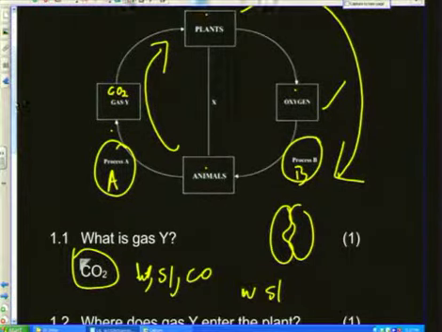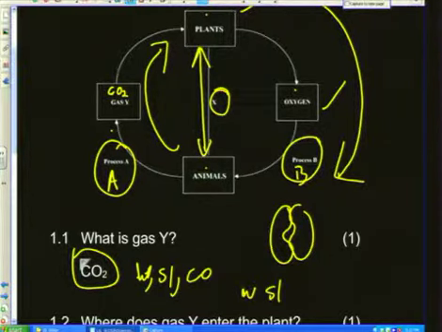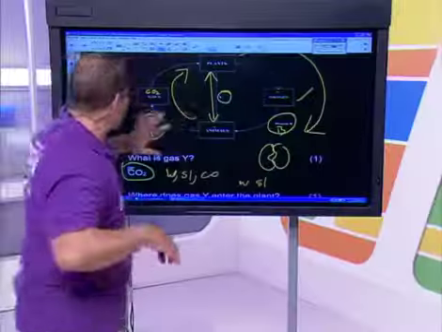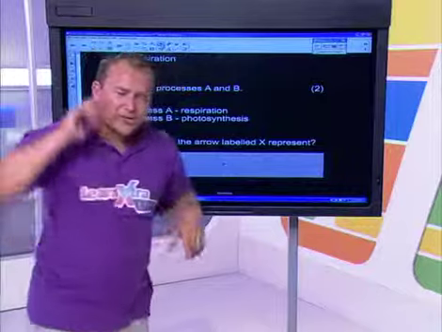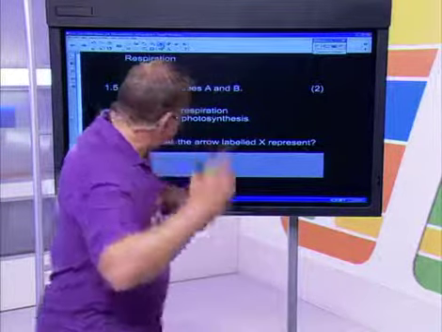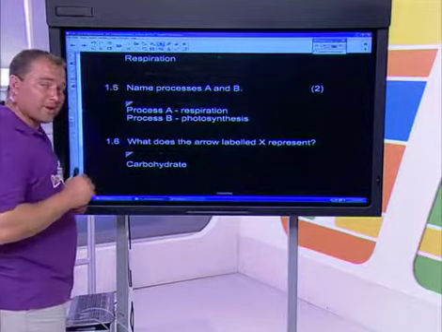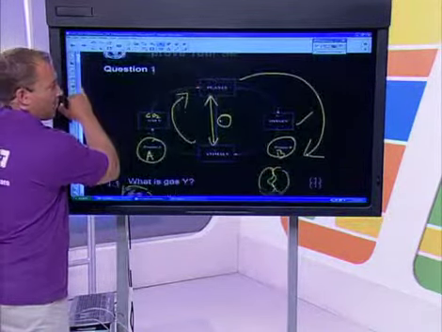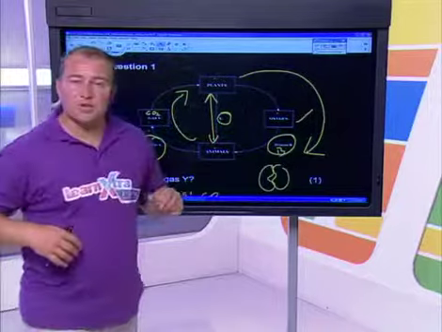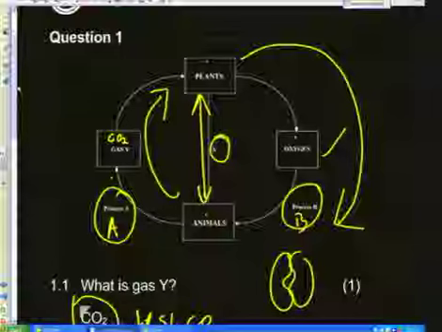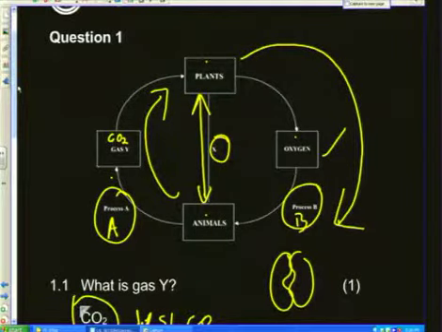Labeled X. So we're talking about this part here. What is that representing? Remember, there's up and down. It's quite a strange question, isn't it? You need to know your stuff to understand this. That one, in my case, is carbohydrates. What it's saying is carbohydrates are passed from there to there. So carbohydrates are what the animals are going to get from the plants. Carbs. So this is the process of photosynthesis. This is the process of cellular respiration.